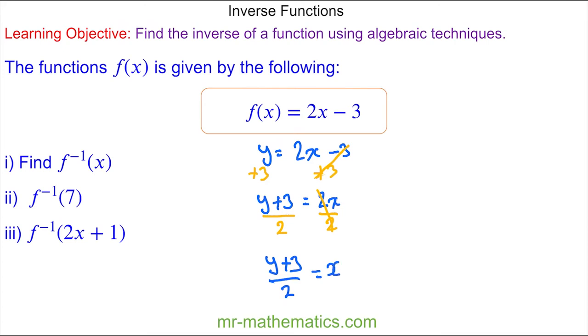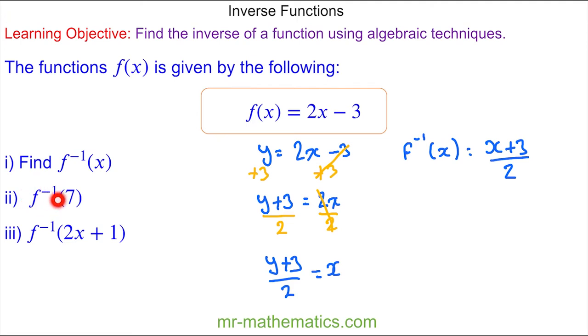Now y is a term that we made up to make the notation simpler. But actually, it is x, and this is now the inverse function of x. We write this as f to the power of negative 1 of x is x plus 3 divided by 2. So again, I've replaced this y with x here. And now I've got the inverse function of x, I can work out part 2.